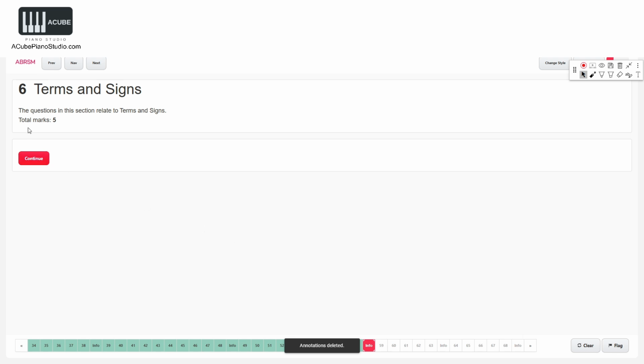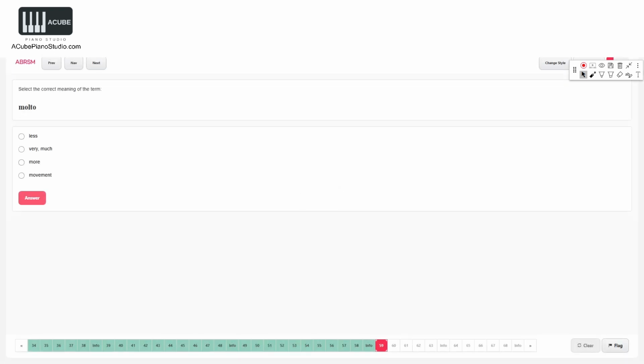Now next we have terms and signs. For terms and signs, it's basically just memorizing. For most of the terms and signs, if you have played the piano or played music often, you will be very familiar with quite a few of them already. So let's do this together. The first one, molto, means very much.